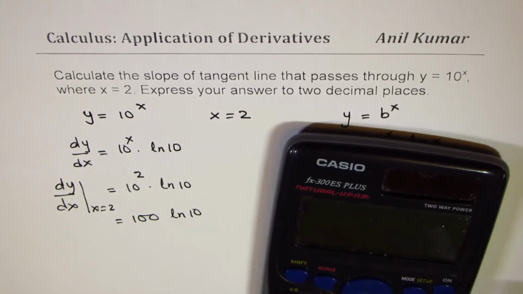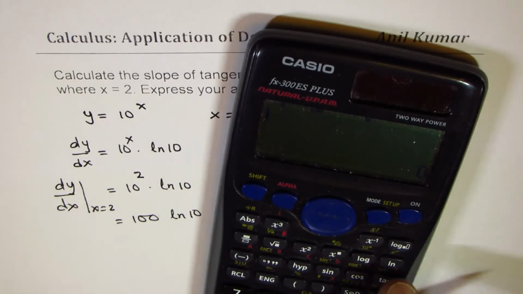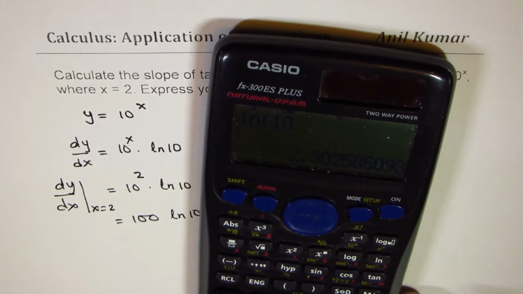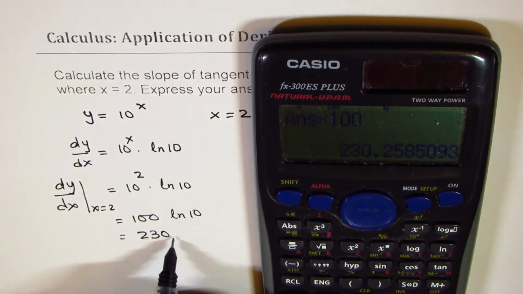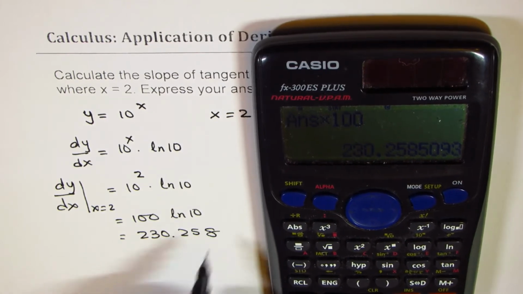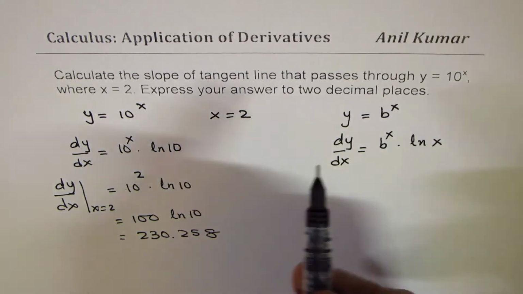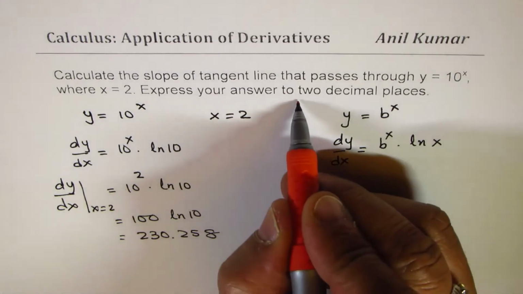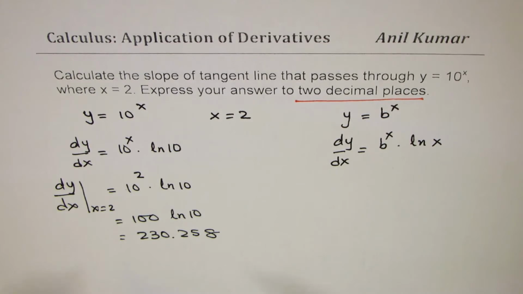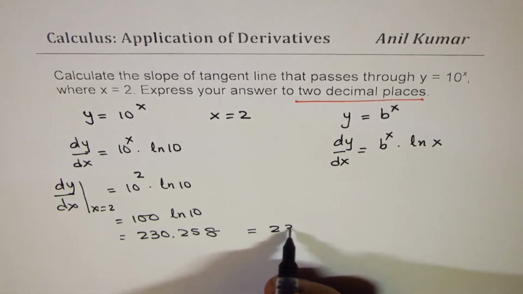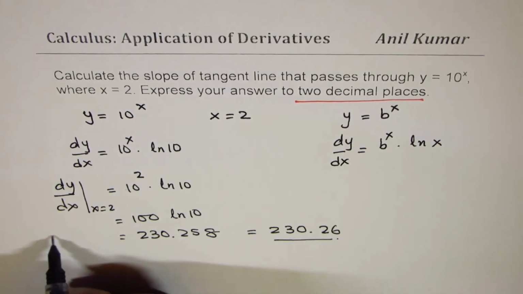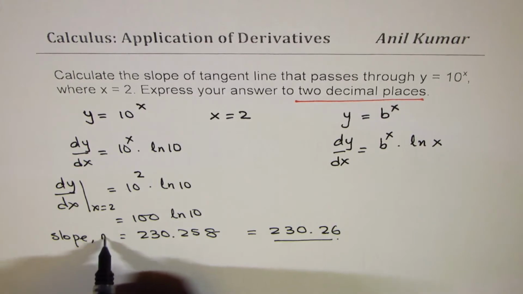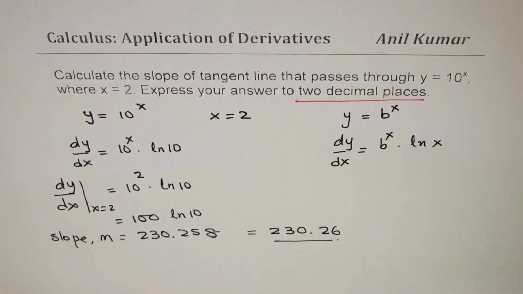So let's calculate this answer. So we have ln 10 equals some number. We'll just multiply that by 100 and round it to 2 decimal places. So what we get here is 230.258. Rounding this to 2 decimal places, that is the requirement. What do we get? We get 230.26. Right? So that becomes the slope m at the given point x equals 2.